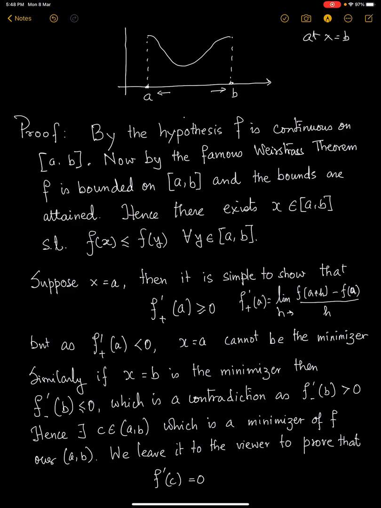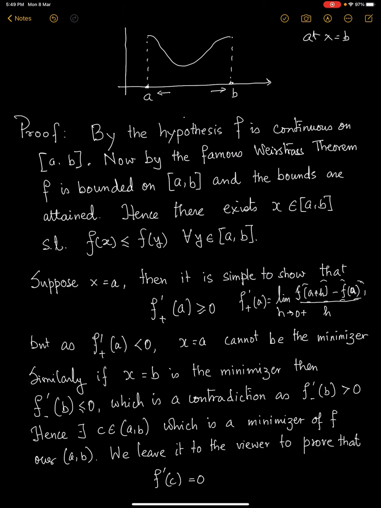H tends to 0 plus. So this is the definition of the right derivative, and you can immediately figure out why the right derivative would be non-negative, because this upper part is greater than or equal to 0, this part is greater than or equal to 0, and h is positive. So now f dash at a is strictly less than 0, so a cannot be the minimizer.